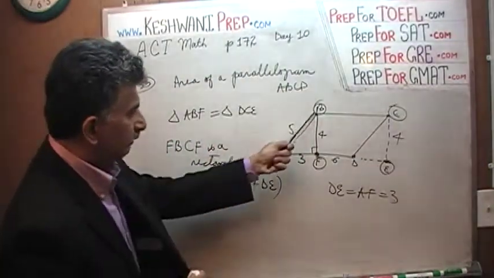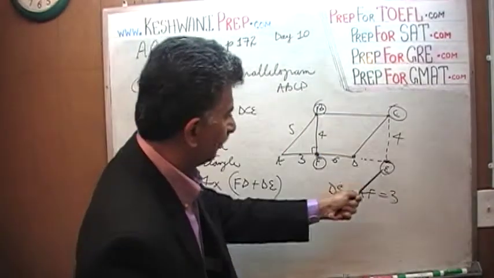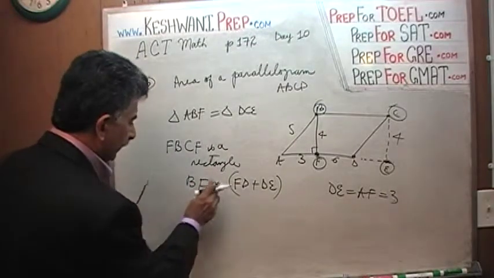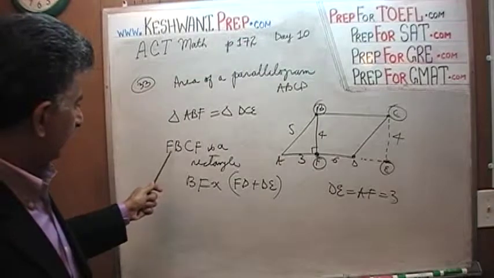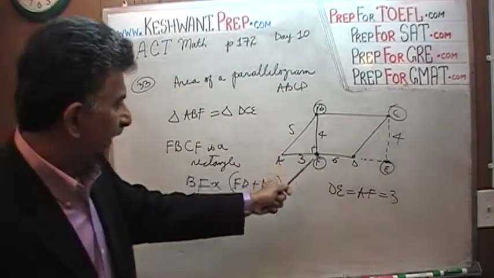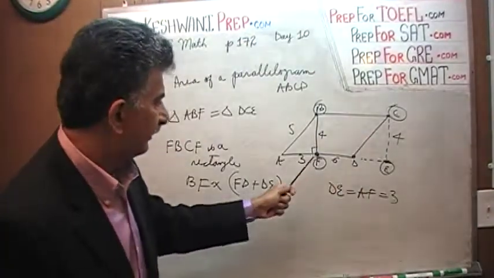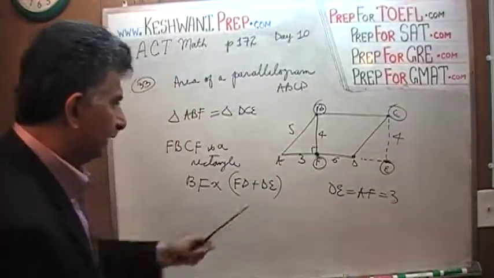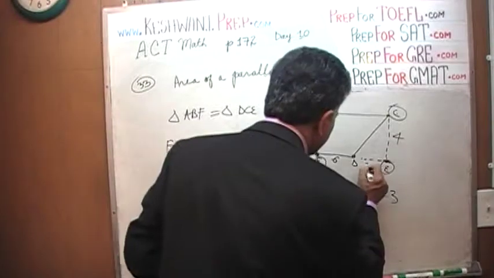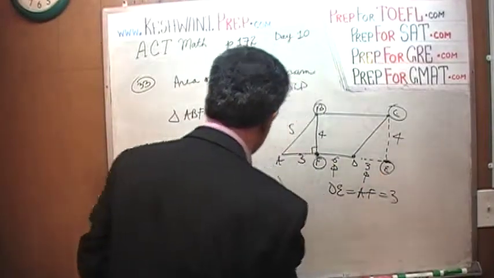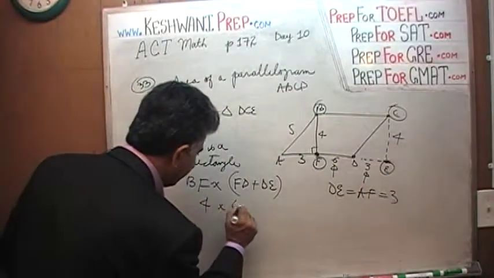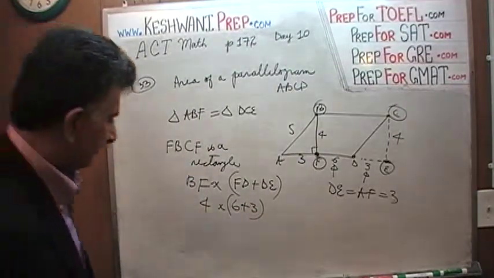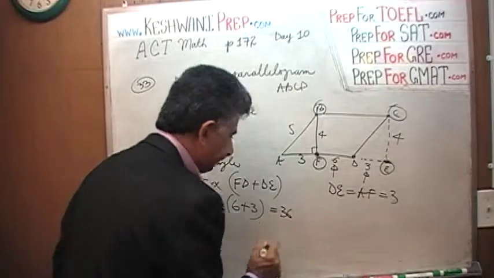So the area of the rectangle FBCE is BF, which is 4, times F to E, which is 6 plus 3. So it's 4 times 6 plus 3. 6 plus 3 is 9, times 4 is 36.